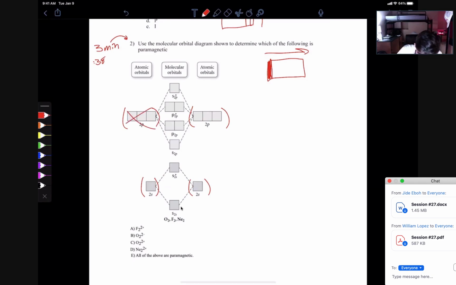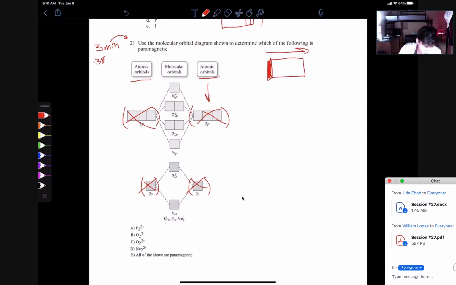So ignore these. We don't worry about these when we're doing these problems. It's these orbitals right here. These represent the molecular bonding orbitals, and it actually has a label right here: atomic orbitals and molecular orbitals. That has to do with the bonds, and that's what we're looking at, because we're looking at molecules like F2 2+, O2 2-, O2 2+, and Ne2 2+. They're just diatomics, 2 atoms bonded together.